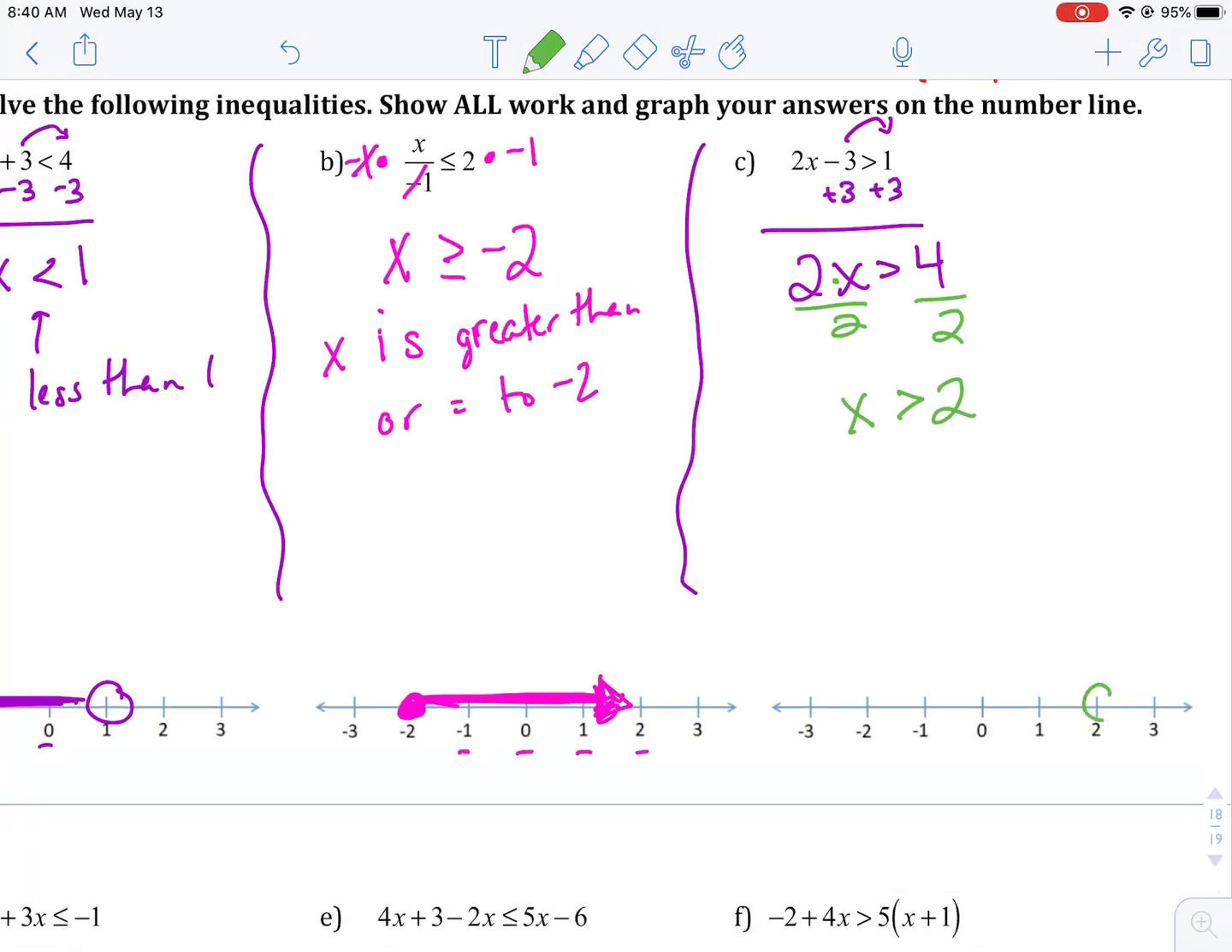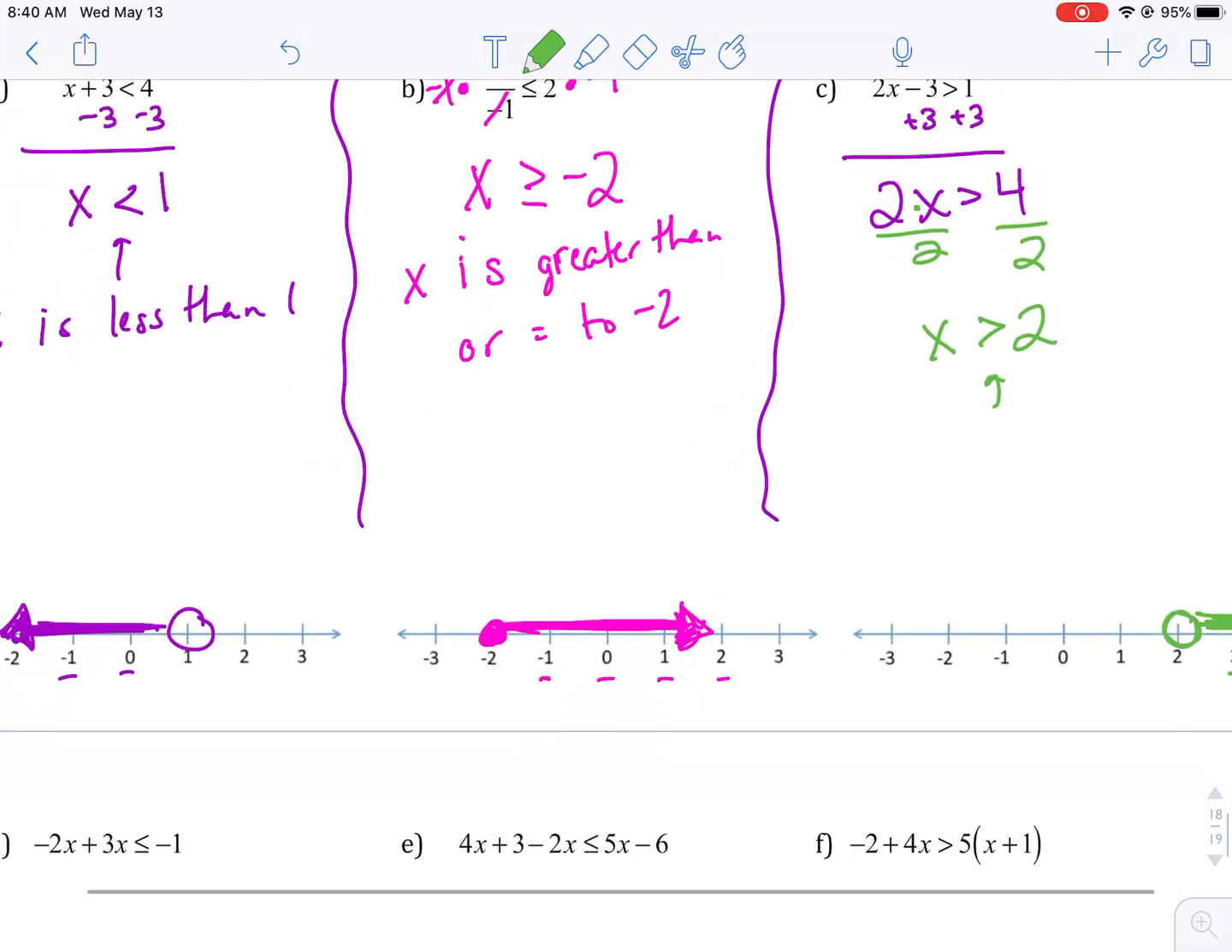So when I go to graph it, it's going to be an open circle on 2, and I want numbers that are greater, so that would be like 3, 4, 5. So I'm going to shade or color to the right and put my arrow there.